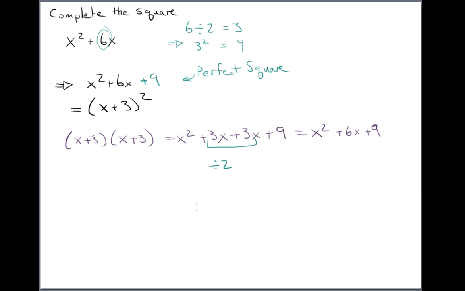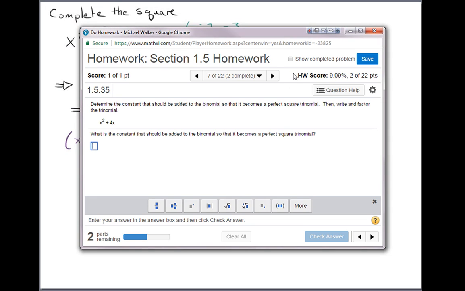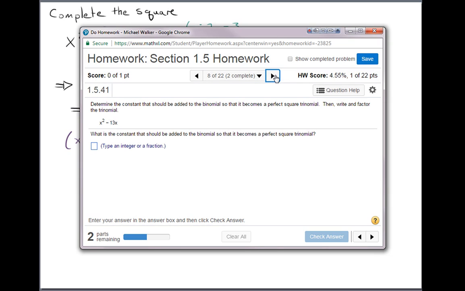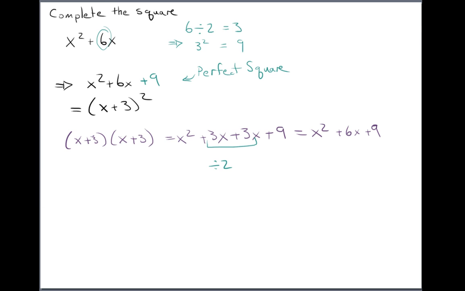Let's take a look at an exercise from the homework, and let's walk through doing that. Let's do this one. Here we go. Determine the constant that should be added to the binomial so that it becomes a perfect square trinomial. Then, write and factor the trinomial. We have x squared minus 13x. Okay, so let's go back over here and take a look at x squared minus 13x. Well, I'm going to do the same thing.